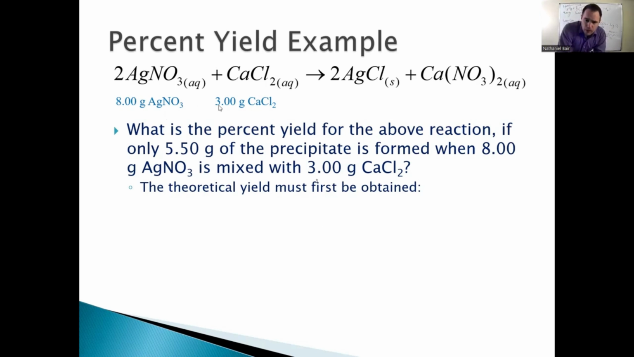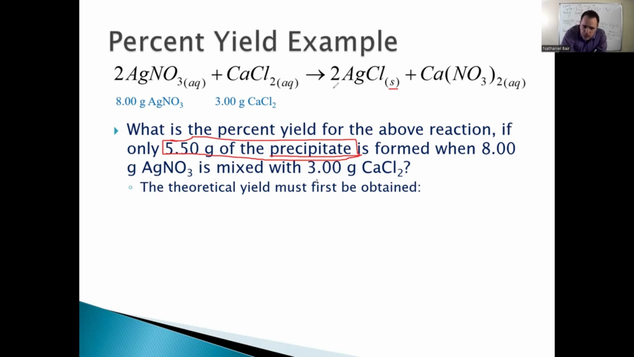Here's what I want to know. I want to know what the percent yield for this reaction is if only 5.5 grams of the precipitate is formed. Precipitate, fancy word for solid. So I'm giving you the actual yield of the solid when 8 grams of silver nitrate is allowed to react with 3 grams of calcium chloride. I give you the actual yield of the solid.